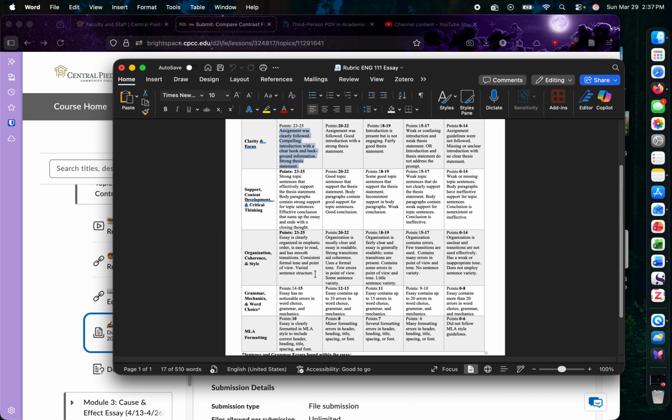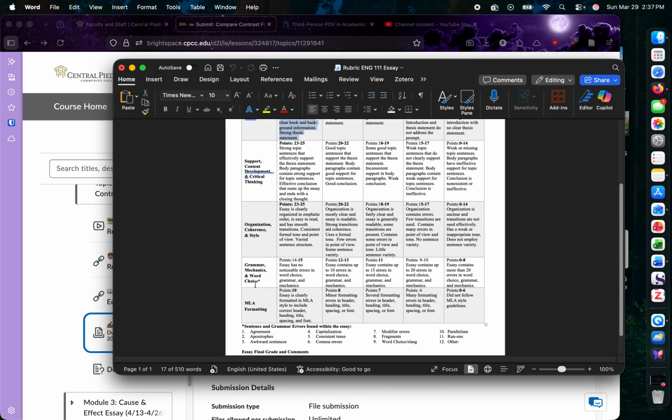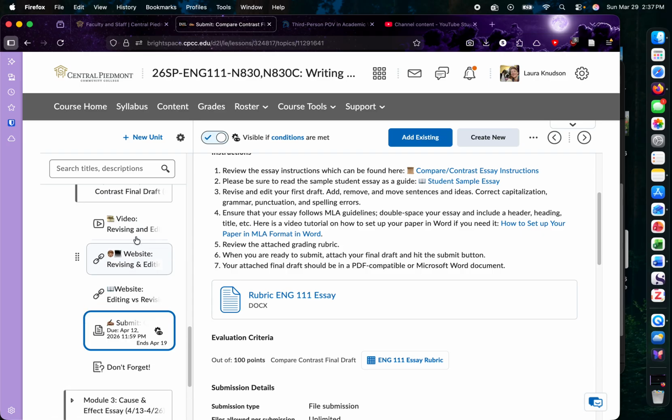So you want to make sure you don't address the audience. Don't ask your audience questions. Don't speak directly to the audience. And then, of course, grammar, mechanics, word choice, MLA formatting. All of these are pretty basic and pretty obvious. So that's your rubric, and I will have that attached up here.